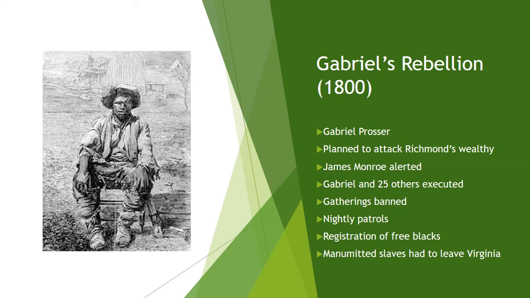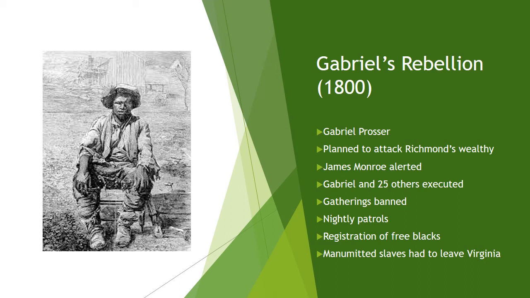Gabriel was inspired by both the American and the Haitian revolutions, which signaled that the oppressed could overthrow their oppressors. Like Haitian slaves, Gabriel hoped to take advantage of political and social tensions among whites in Virginia, which ran high in the months preceding the 1800 election.